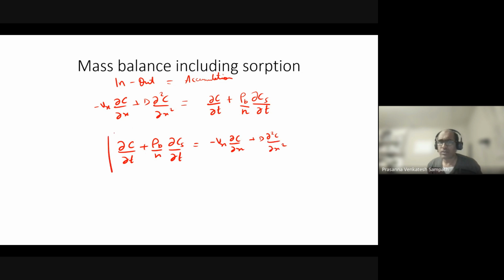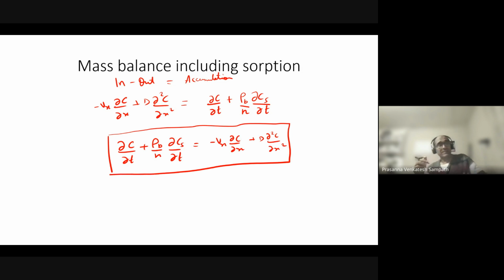Now this is the equation for including sorption in the process, right? But this also still is not very satisfactory to us because it is still not allowing us to solve the actual problem. Now in addition to C, we have another variable, CS, which we don't have a very good idea of how to obtain, right?